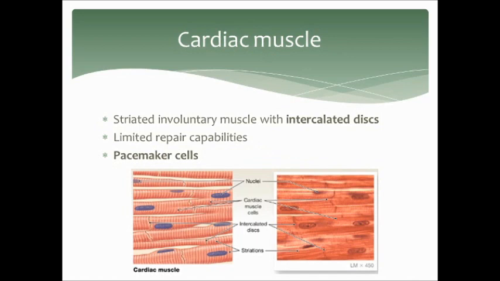Cardiac muscle is found strictly in the heart. It's striated because, again, it has this striped appearance. It's involuntary because you don't have to think about your heart pumping. And it has what's called intercalated discs. So if you see these little vertical lines throughout, those are intercalated discs. Those help with electrical signaling throughout the heart. It allows our heart to beat.